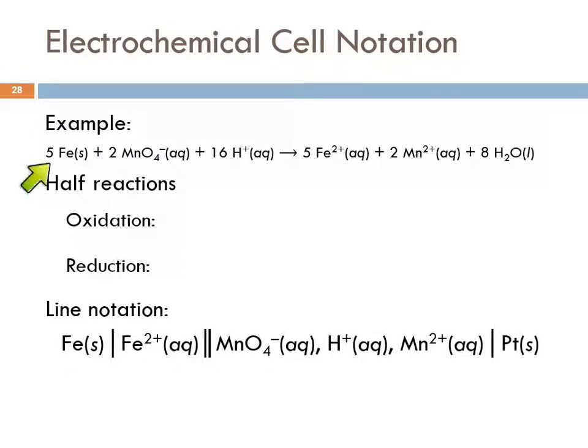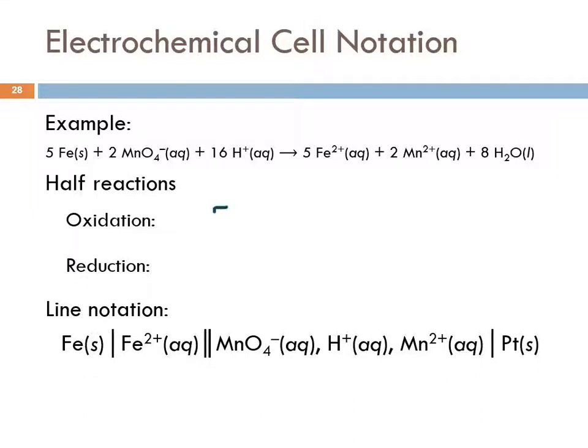So here's a different electrochemical cell. So we've got iron and permanganate ion. This is in an acidic solution, and we're getting iron 2 ions and manganese 2 ions and water. So what are the two half reactions? Which one is oxidation? What's happening with the oxidation? Iron? Iron is going from a 0 oxidation state to a +2, right?